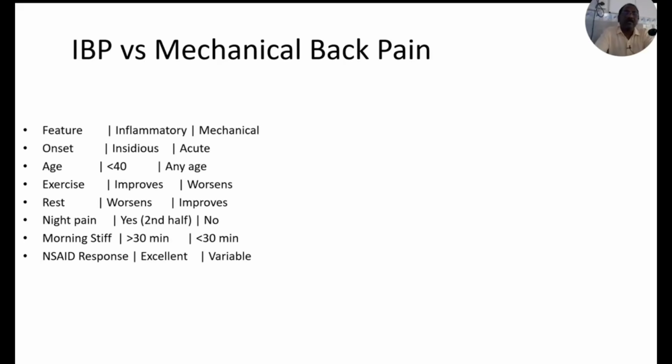NSAID response is excellent in inflammatory arthritis, but variable in mechanical arthritis. That is the reason whatever tons of NSAIDs you give in disc disease or lumbar spondylosis, they are not of much use.